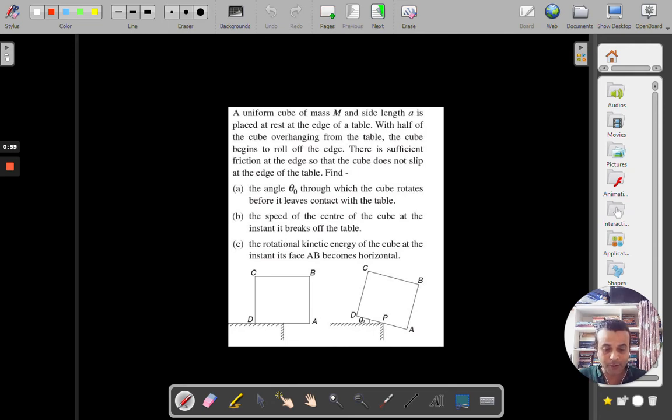Students who are new to this problem, I say put a pause, try for it, then you can check the solutions for it. So let me go to the solution part of this problem.